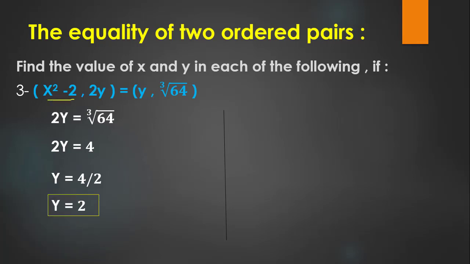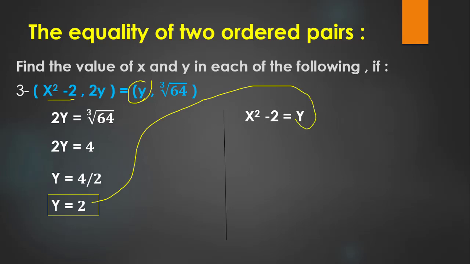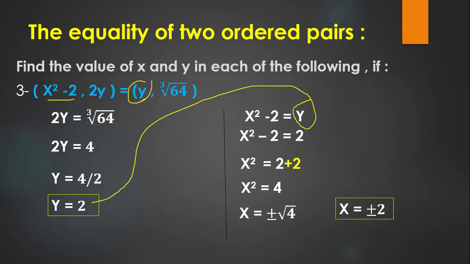Okay, let's go back to the first projection now. x power 2 minus 2 equals y, and already we have the value of y here. I'll substitute. Here we have y equals 2, so I'll put 2 instead of y here. It means that x power 2 minus 2 equals 2, and x power 2 equals 4. Then I'll take the positive or negative square root. Don't forget square root, positive or negative. So x will be positive or negative 2. So now we have y equals 2 and x equals negative or positive 2.